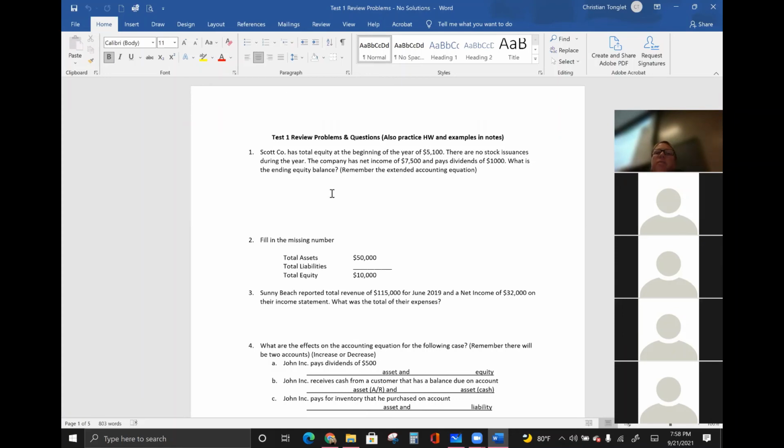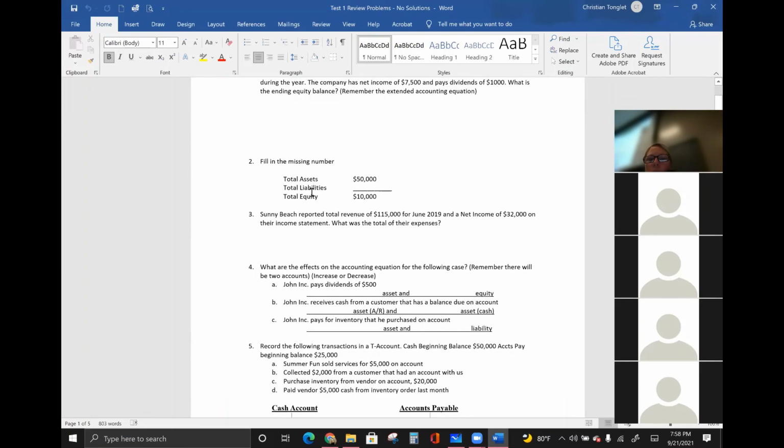So it's just like this first question. Scott Company has total equity at the beginning of the year, 5,100. There are no stock issuances during the year. The company has net income of 7,500, pays dividend of 1,000. What's the ending equity balance? So you'll have to know that equity formula that we went over. Fill the missing number, total assets, total liabilities, total equity. So you know your formula, asset equals liability plus owner's equity, you can back into it.